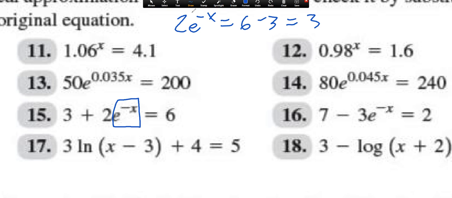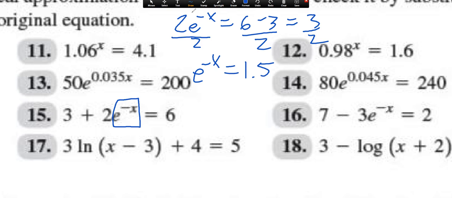Now what? Divide by 2. Excellent choice. Couldn't have done it better if you paid me. Oh, wait. I am getting paid. E to the negative x equals... Do you want fractions or decimals? Decimals? Okay. To each his own. So subtract 3, then we divide it by 2. We got the e to the negative x by itself. Okay?